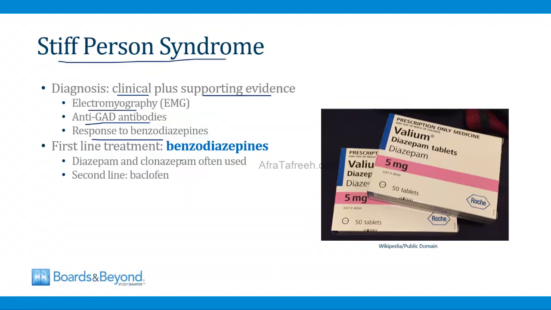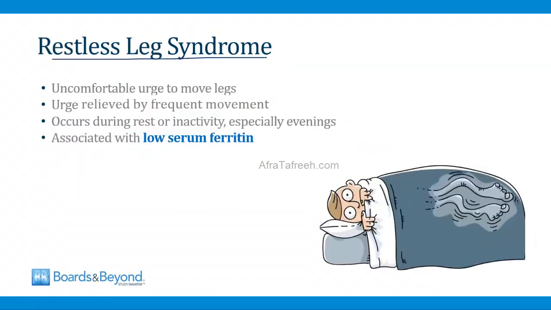So the first-line treatment is benzodiazepines. Usually diazepam or clonazepam are used. A second-line therapy that can be used is the muscle relaxant baclofen. We'll finish this video by talking about restless leg syndrome.